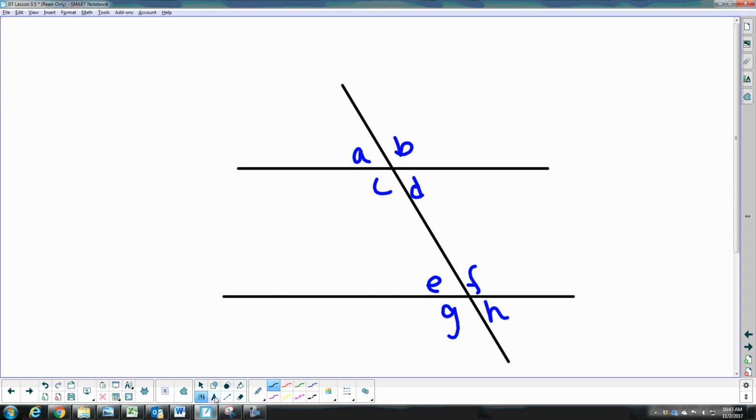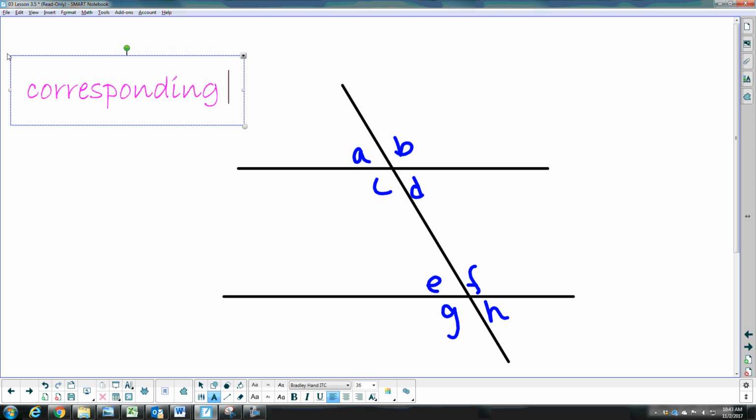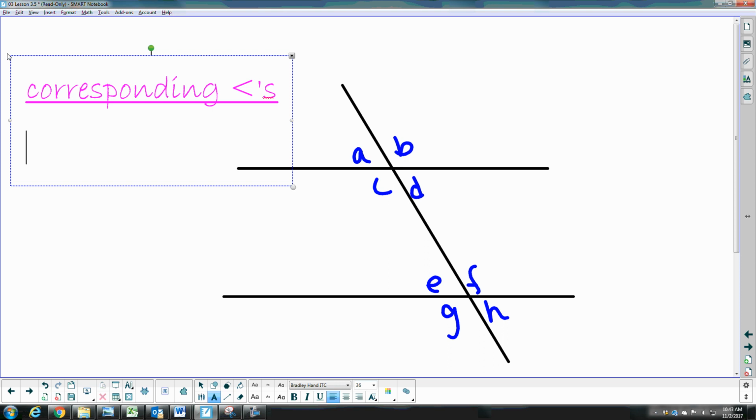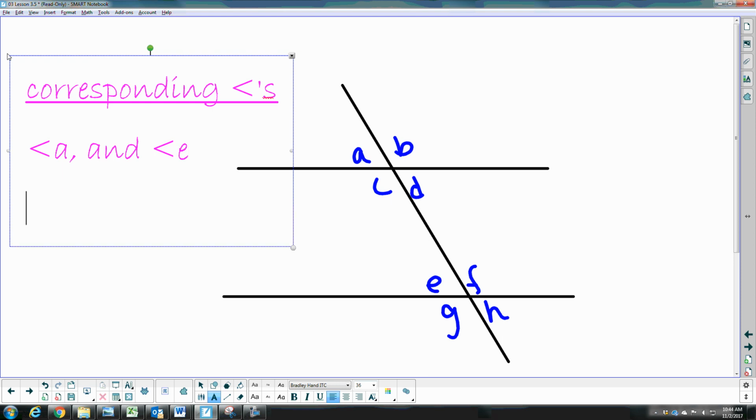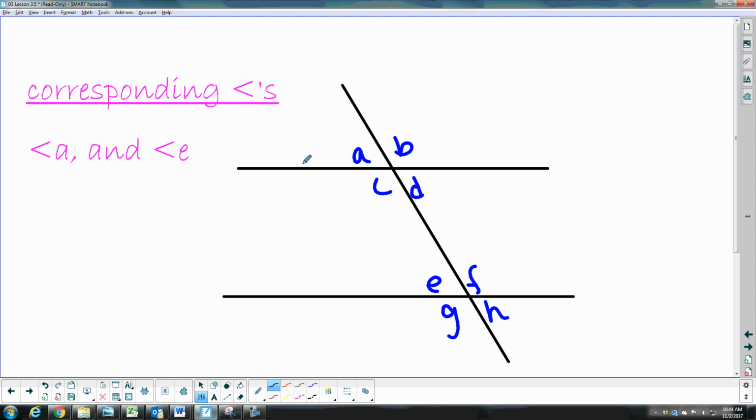So let's just kind of recap. What are corresponding angles? So if you look at this diagram, which is not on your note sheet, corresponding angles are angle A and angle E. Those two angles are corresponding. And with parallel lines, you can mark these parallel. With parallel lines, that means that they are congruent.